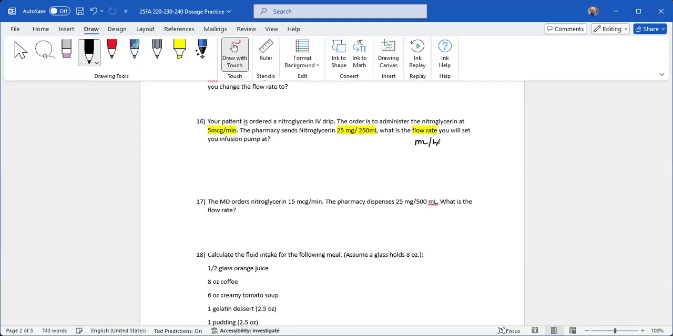The only time you'd be thinking drops per minute or GTT per minute is if you see something that says like a tubing or drop factor. They have to give you a little bit more information to help navigate that. So I told you I like to start with the flow rate. Even though this doesn't look like a flow rate, that's exactly what this is. So I'm going to take my 5 micrograms per minute.